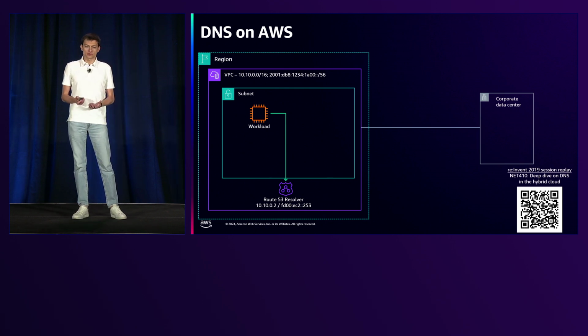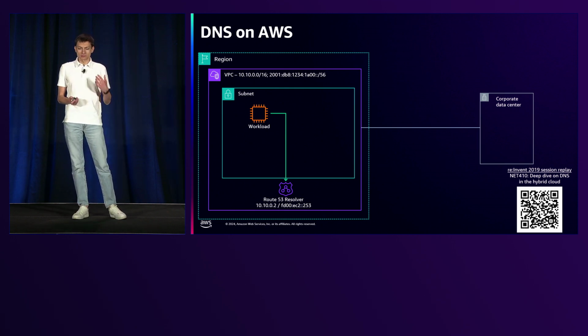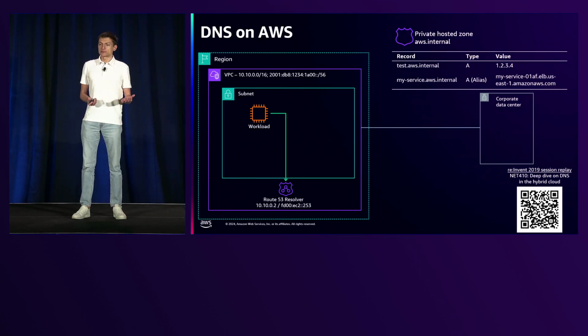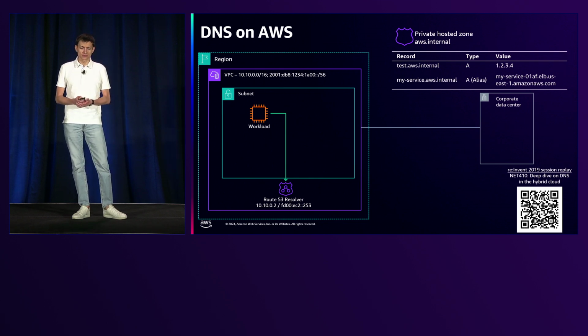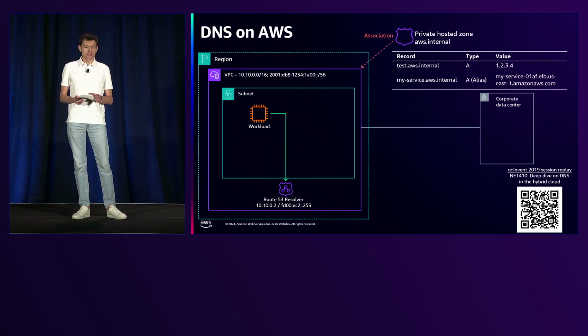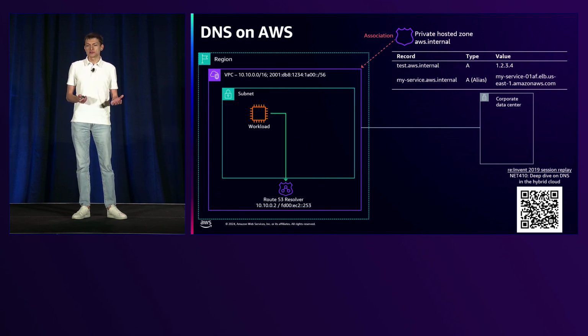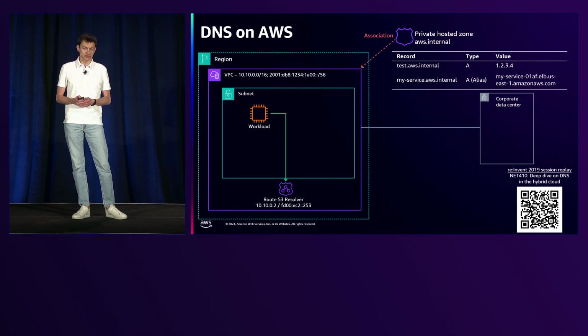But what if you want to have some kind of special domain that is used internally? We can set up a private hosted zone, in this case, for the domain aws.internal, and have any kind of records inside of it. When we associate a VPC to this private hosted zone, the Route 53 resolver for that VPC will be able to resolve records from this private hosted zone.